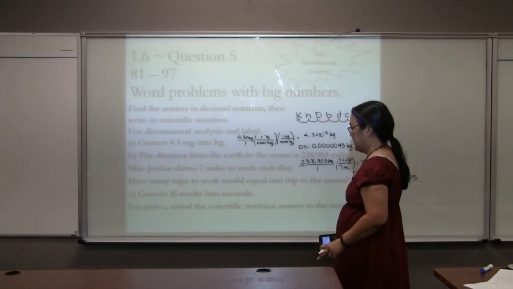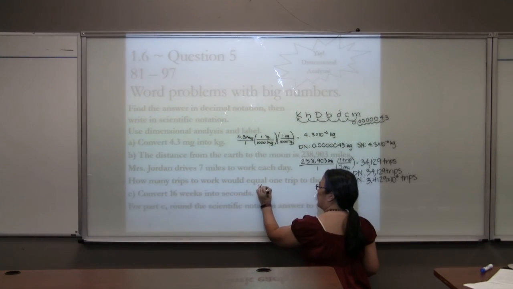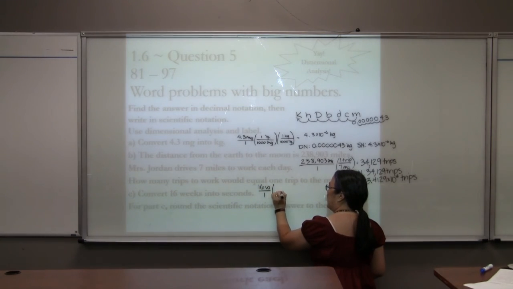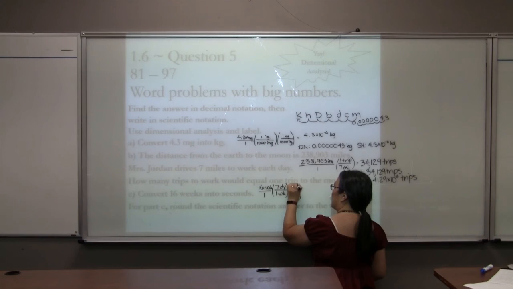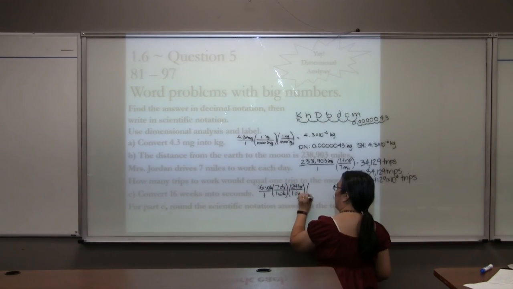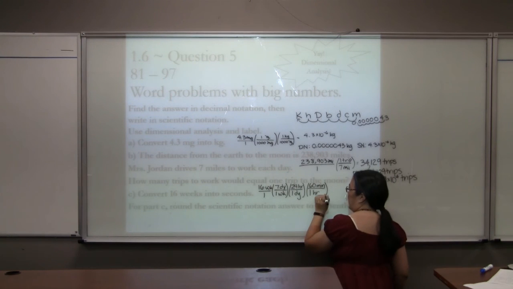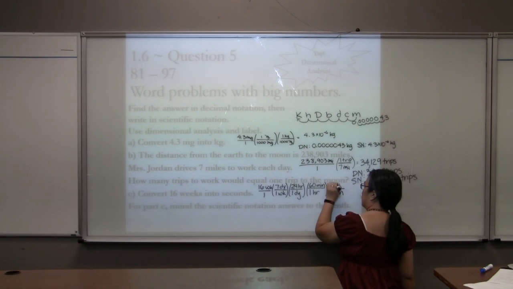Convert 16 weeks into seconds. This is a very long problem. We're going to start off with 16 weeks. I'm going to put it over 1. Some facts. I know that 1 week, maybe I'll do WK, 1 week is equal to 7 days. I know that 1 day is equal to 24 hours. I know that 1 hour is equal to 60 minutes. And I know that 1 minute is equal to 60 seconds.